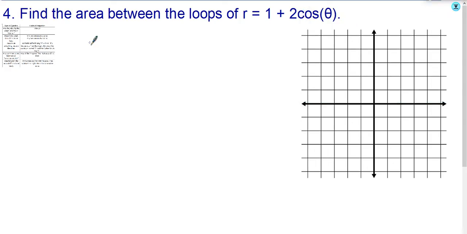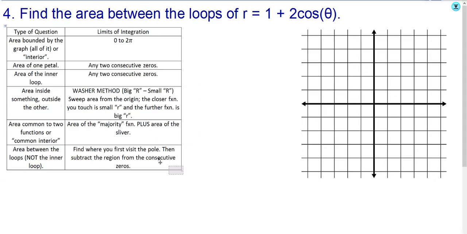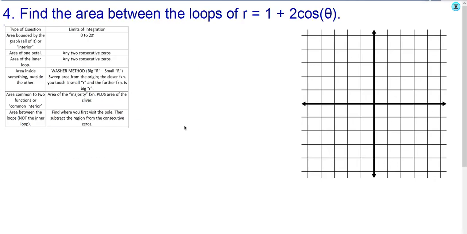Alright, so number 4 is saying find the area between the loops, and so if we look at our chart, between the loops is find where you first visit the pole, then subtract the region from the consecutive zeros. So it sounds complicated, but here's what you're supposed to do.